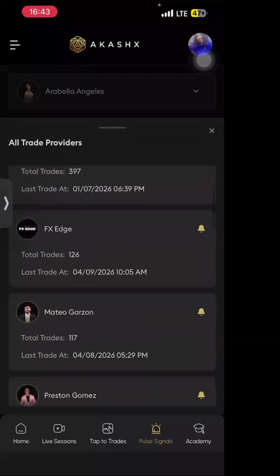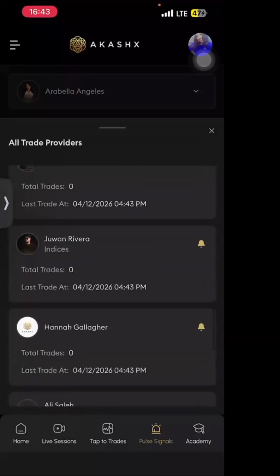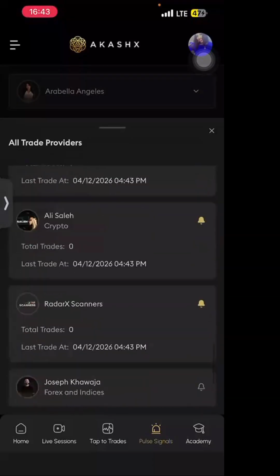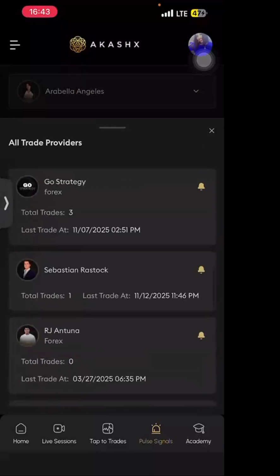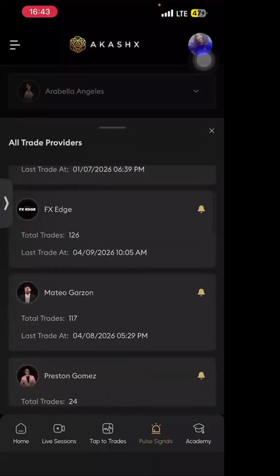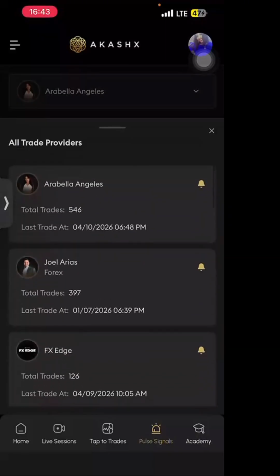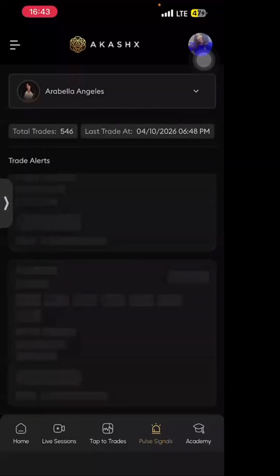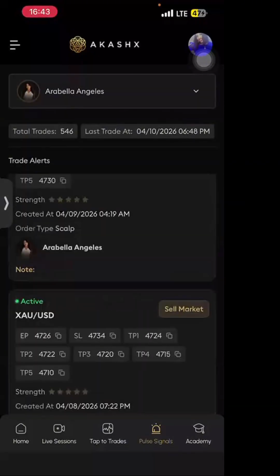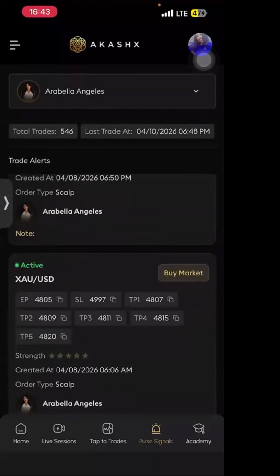So this is Alabara, this is Joe, this is FS Edge, right? You can see their trades. There are so many of them. We have over 20 something of them, right? And you can take anybody's trade signals and also make money from them. I love Alabara so much, she's the best female trader that we actually have. She's a very good, phenomenal trader, and all her students are making money.